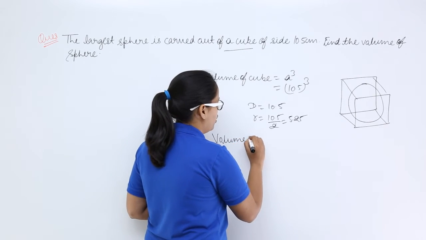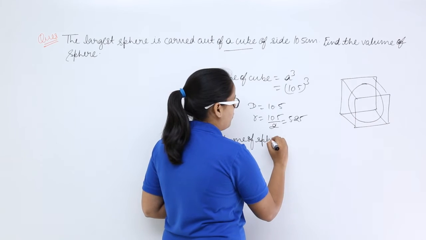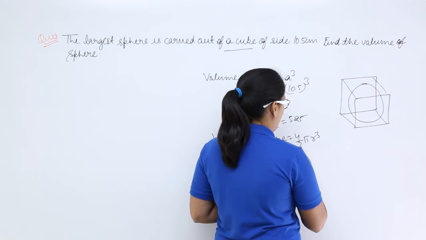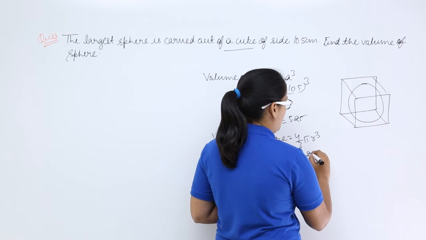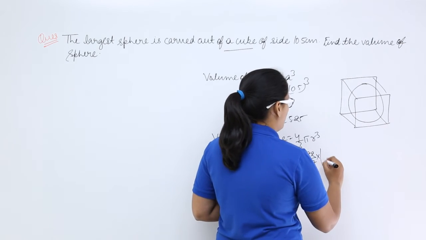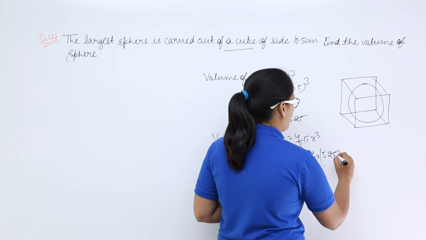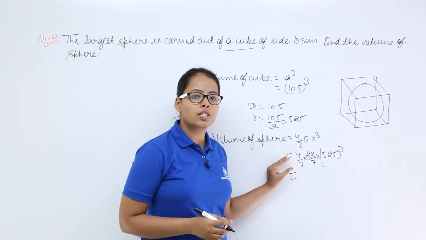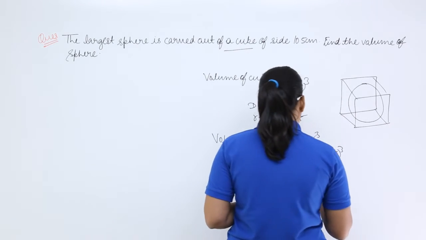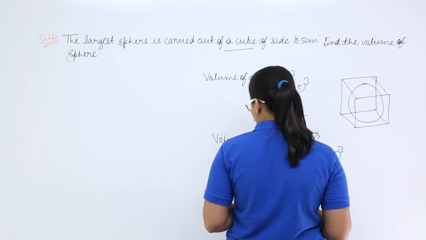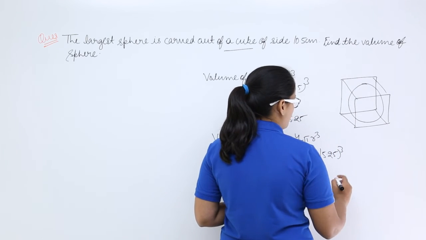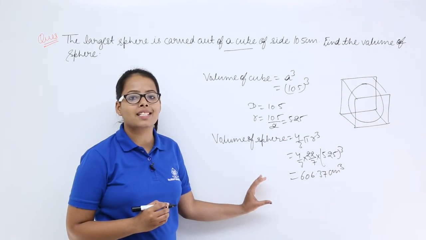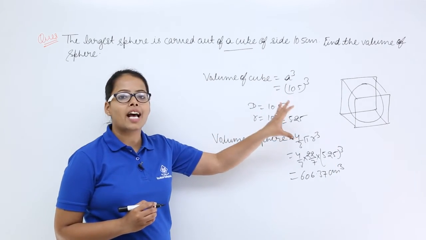Now let's calculate the volume of sphere, which will be 4 by 3 pi r cube. 4 by 3, value of pi is 22 by 7. You know the radius, which is 5.25 by whole cube. 5.25 whole cube. Now when you'll evaluate this expression, what you'll get? You'll get 606.37 centimeter cube. This is going to be the volume, maximum volume of this sphere which has been carved out of this cube.